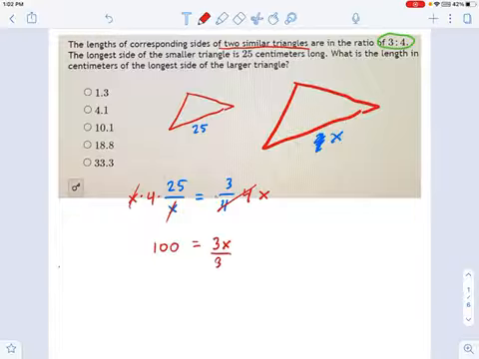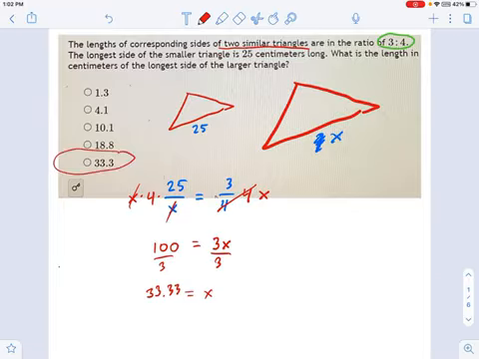So we divide each side by 3, and we get x equals 33.33333, and so on. That's how you find the ratios, the similar sides of triangles. You use that common ratio that they're in to set up an equation.